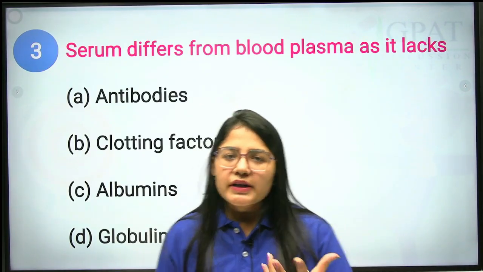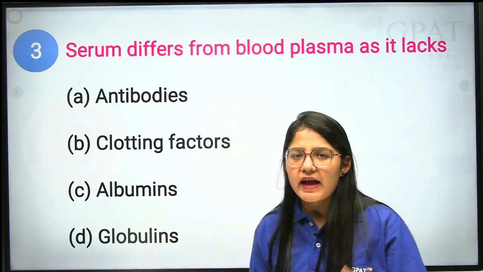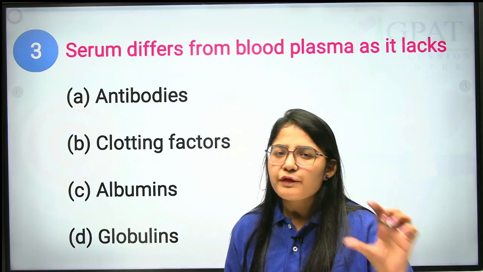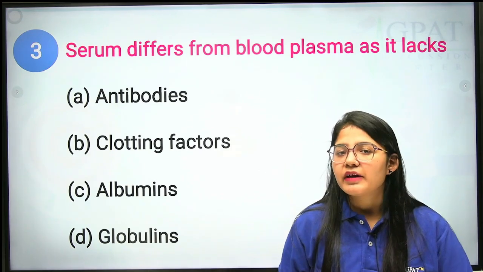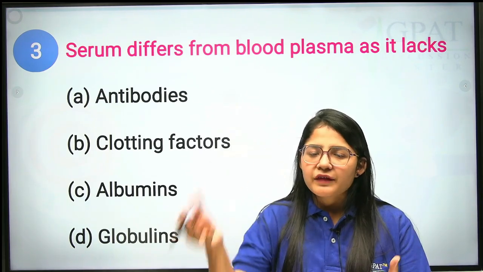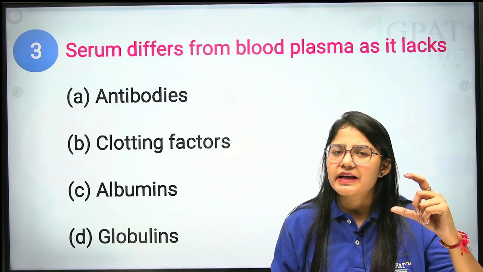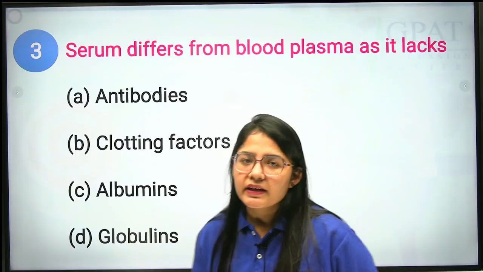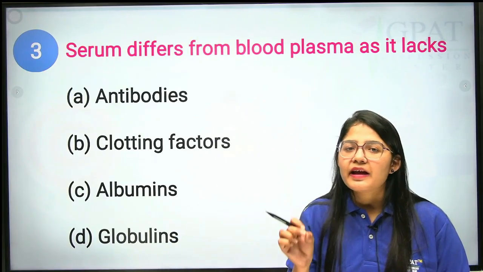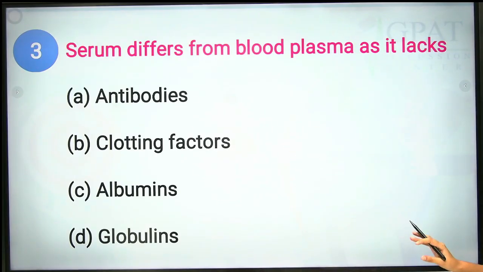Next question. Serum differs from blood plasma as it lacks. Serum. What is the difference between serum and blood? Have you ever seen, or I think in your daily use also, you have used serum. Different kinds of serum are available. Have you seen that after taking out those serum in your hand or in the bottle itself, do they coagulate? No. They don't coagulate just because they lack clotting factors. Clotting factors are absent in serum.